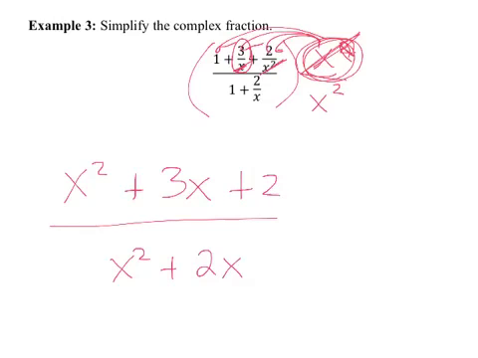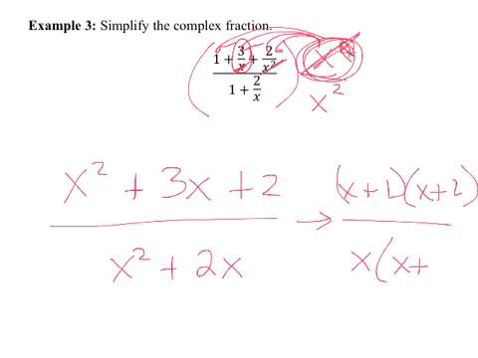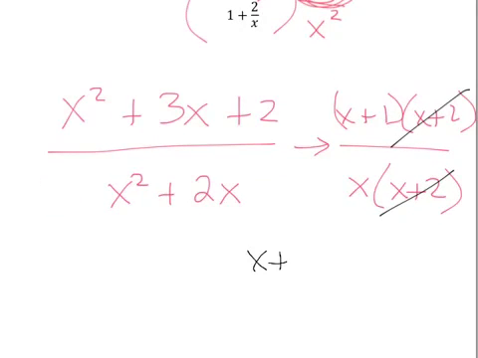2x. Now if I could factor here, it would be helpful, and it looks like I can. The numerator is x plus 1 times the quantity x plus 2. The denominator, we factor out a GCF of x, leaving behind x plus 2. Canceling the x plus 2's gives us a final answer in this problem of x plus 1 over x.